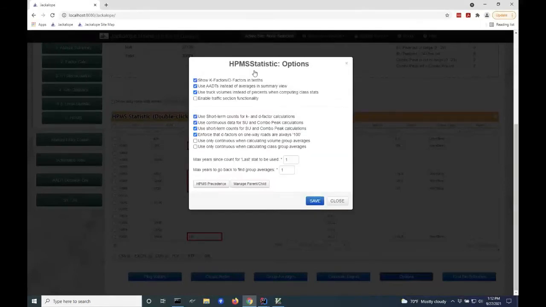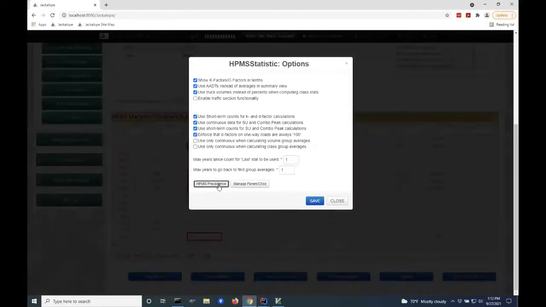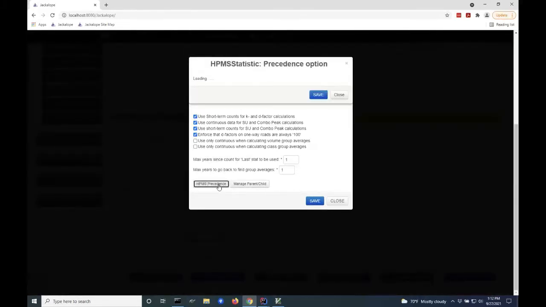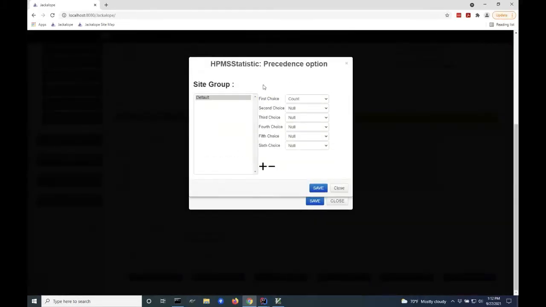In the HPMS statistics options, there's all kinds of options here, which I'm not going to go over. I just wanted to show you what the precedence looks like. So in my tests Minnesota database, basically we're just using counts. We're not even ever going to fall back. But that isn't probably what most people do.